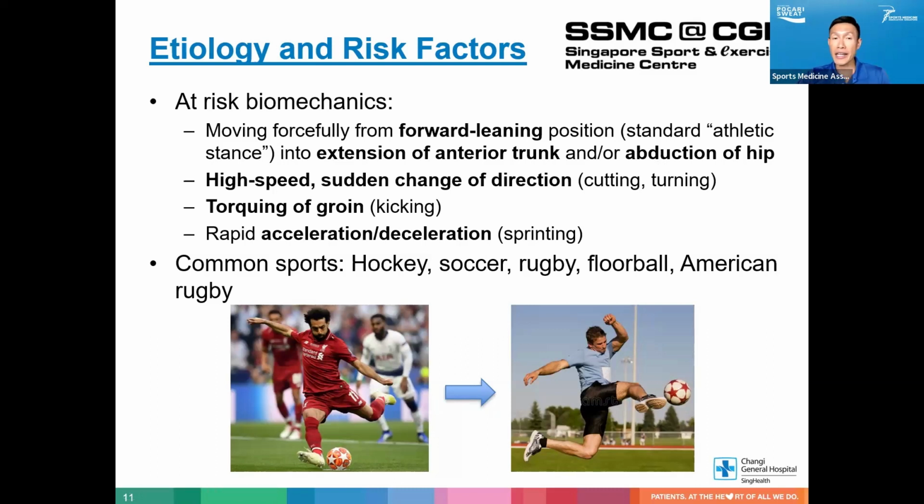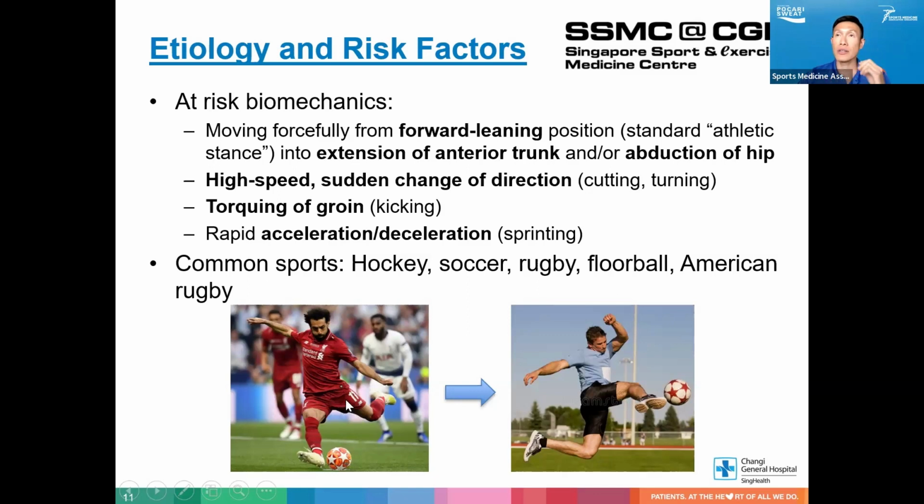Or they have this high-speed sudden change of movement, change of direction, like when they are turning or when they're cutting, or when they're kicking, and that is biomechanics we're talking of the groin. Or rapid acceleration or rapid deceleration, as in sprinting. So you can see here in this picture of a footballer where they start off as they're trying to kick, you can see that their hip is in extension. You can just imagine that the rectus insertion as well as the adductor insertion here is stretched, and then suddenly they have to kick.